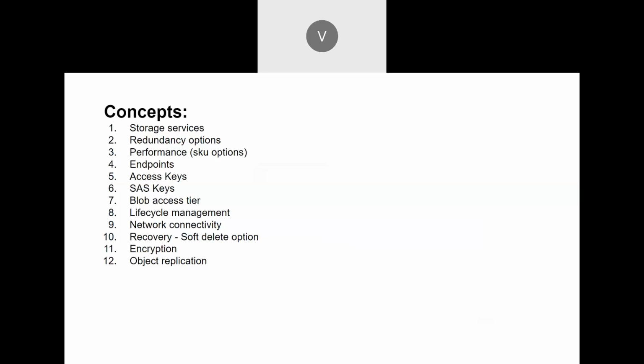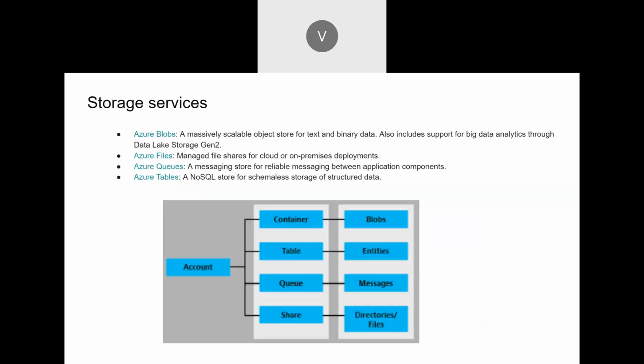Then we have object replication, so we can replicate our data into another secondary region, and we'll deep dive into each of these. This video is specifically to address half of the concepts because I want to make the video shorter. So let's jump into the first six concepts in a storage account, and that is understanding the storage services, the different types of data, and the different types of services being offered by Azure for that.